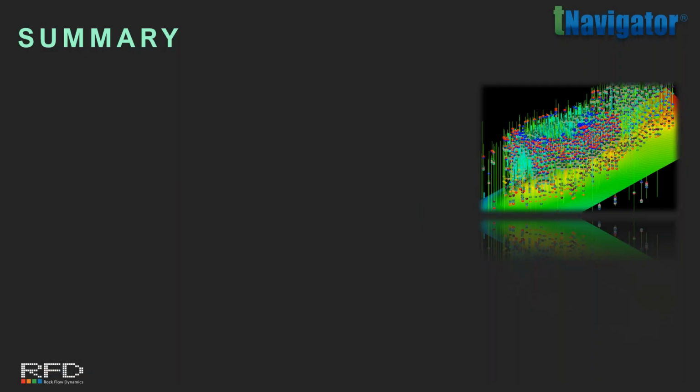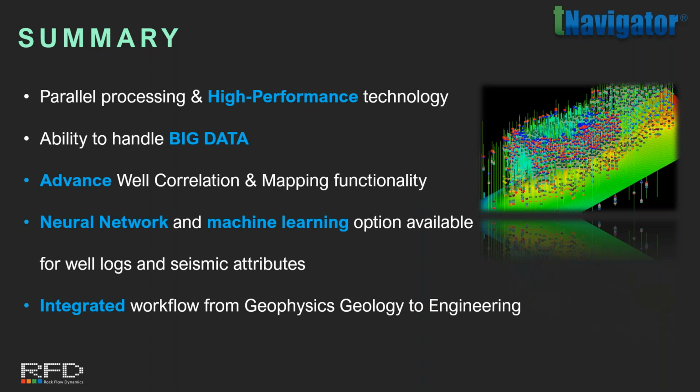Okay, so the summary for that demo and the big data explanation just now is that there is a lot of technology out there that already has the ability to do parallel processing and high performance. One of them is tNavigator. It has the ability to handle big data, even though the software itself is very light. As I mentioned before, it's just a simple executable file that you copy and paste on your desktop. It has advanced well correlation and mapping functionality for geologists.